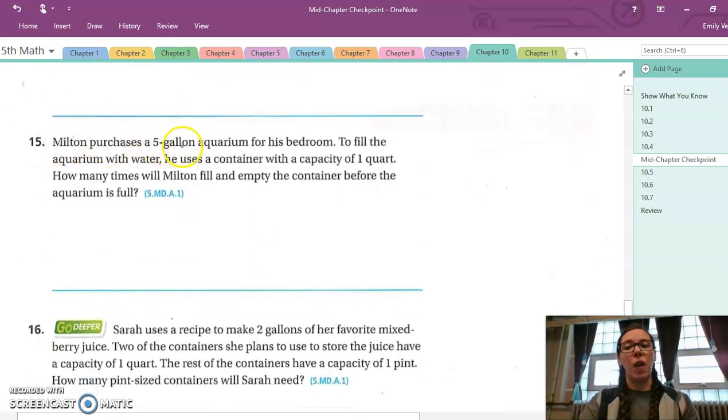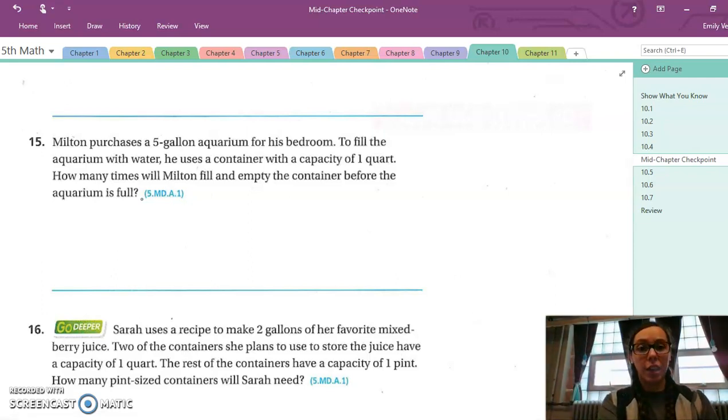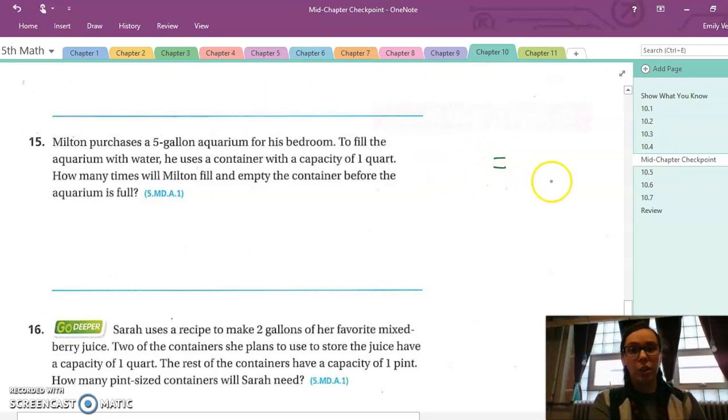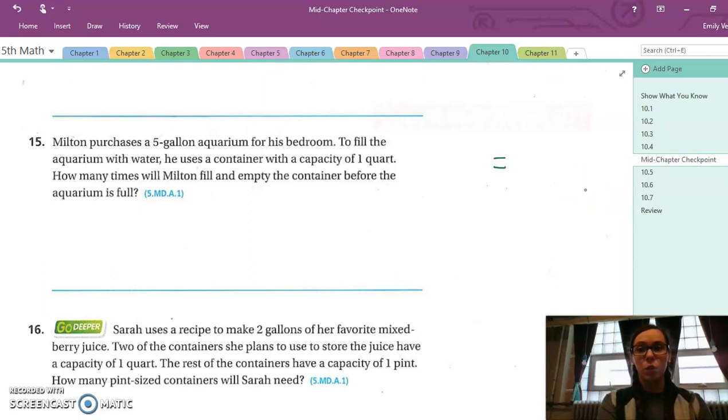Milton purchases a 5-gallon aquarium for his bedroom. To fill the aquarium with water, he uses a container with a capacity of 1 quart. So he's filling up his fish tank with 1 quart at a time. How many times will Milton fill and empty the container before the aquarium is full? Now, for this story problem here, I would like you to write a sentence over here so that you know what you're solving for. We only really know one number, which is this one right here, 5 gallons.